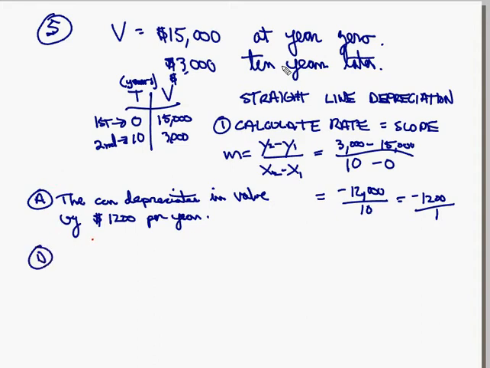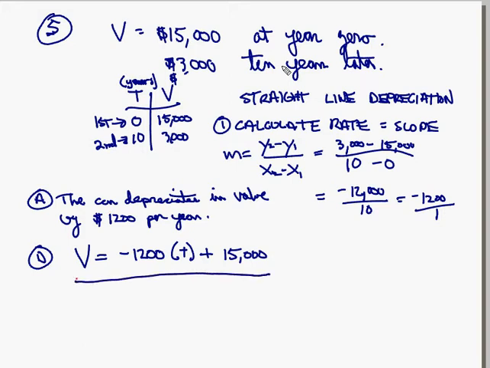So think about this. On D it says write the equation that relates the value of the car to how old it is. If the value, I know that my rate of depreciation is negative 1,200 times the time in years. And at year 0, my car was worth 15,000. So that's my y-intercept. This is a linear equation in slope-intercept form.